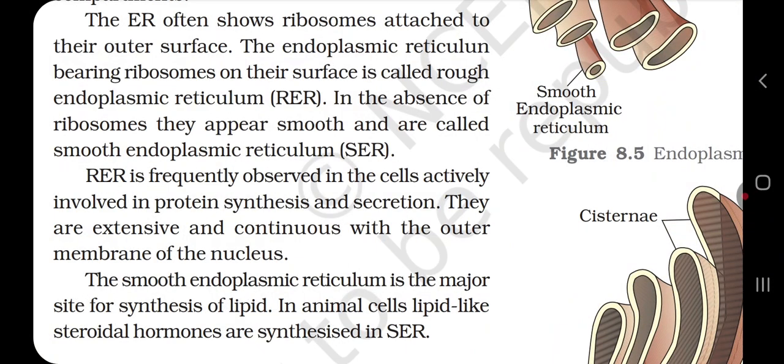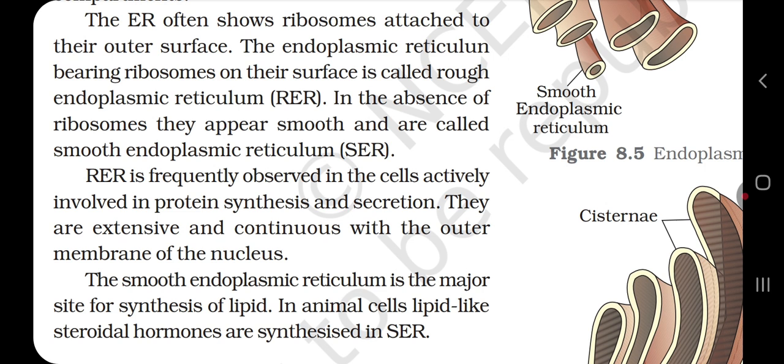The ER often shows ribosomes attached to their outer surface. The endoplasmic reticulum bearing ribosomes on their surface is called the rough endoplasmic reticulum, RER. In the absence of ribosomes, they appear smooth and are called the smooth endoplasmic reticulum, SER. RER is frequently observed in the cells actively involved in protein synthesis and secretion. They are extensive and continuous with the outer membrane of the nucleus.